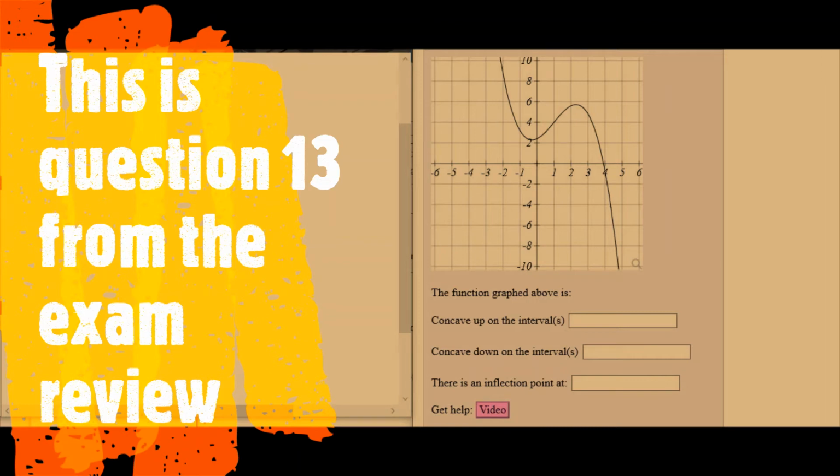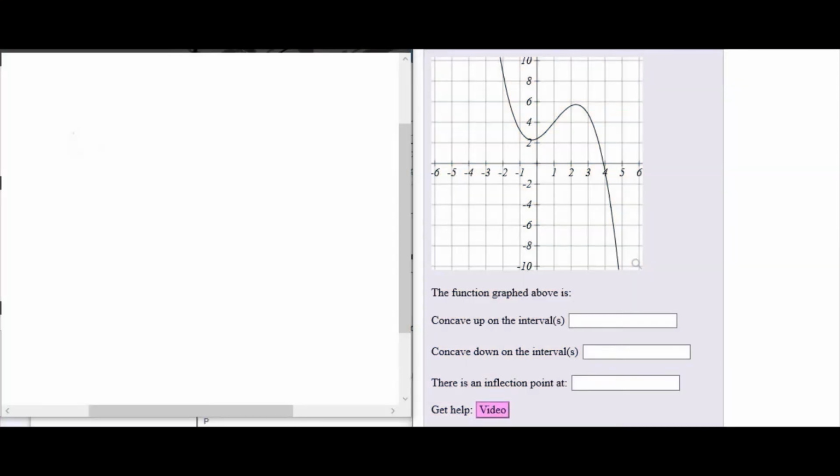This question is asking about the intervals on which the function is concave up and the intervals on which the function is concave down, and the inflection point from the graph. How do we determine that?